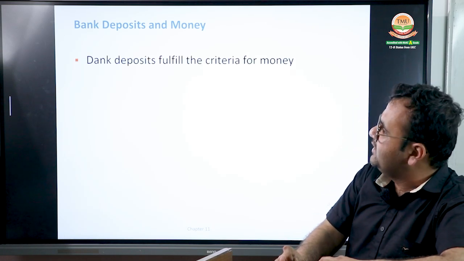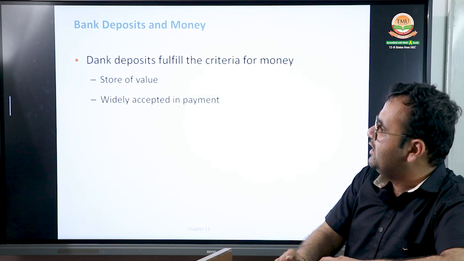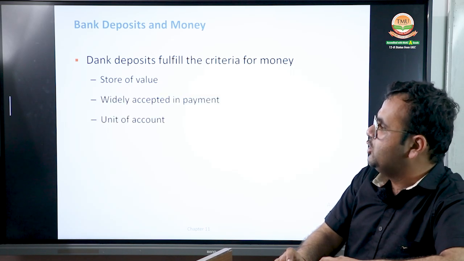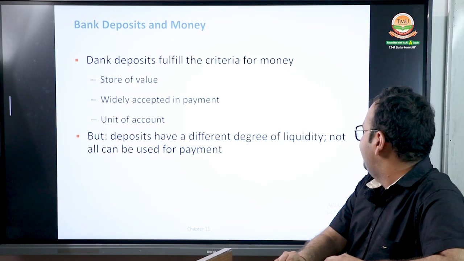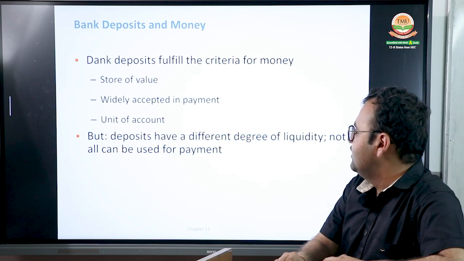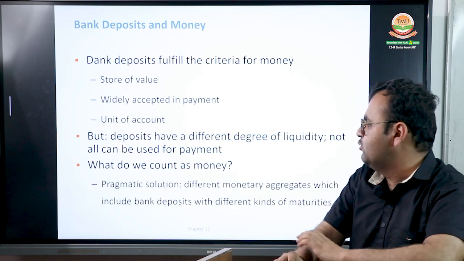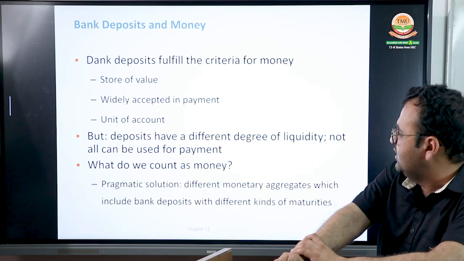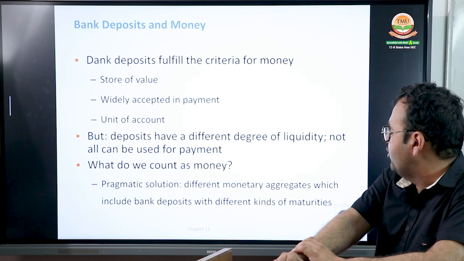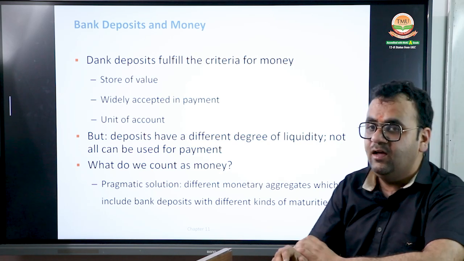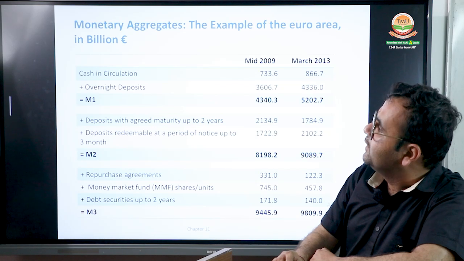Bank deposits and money. Bank deposits fulfill the criteria for money: store of value, widely accepted means of payment, unit of account. But deposits have different degrees of liquidity, and not all can be used for payment. What do we count as money? A pragmatic solution: different monetary aggregates, with bank deposits of different kinds of maturities, are used in terms of money.